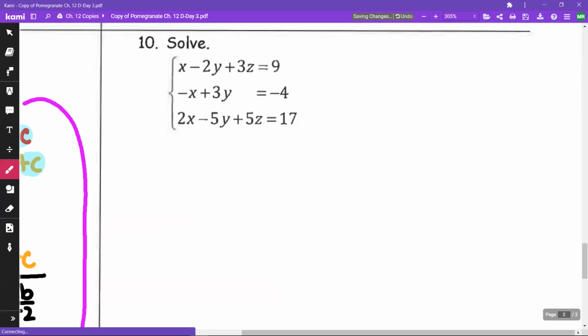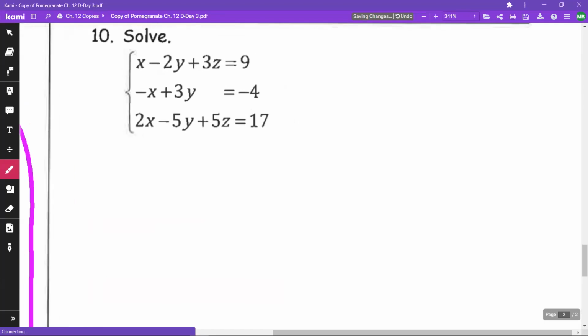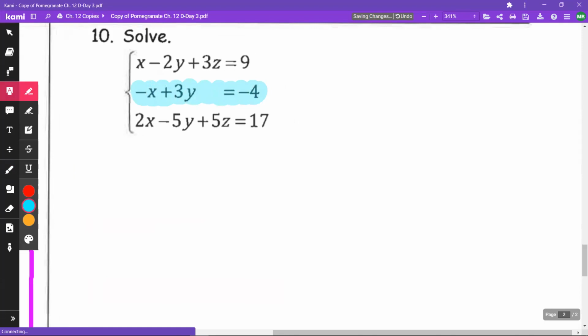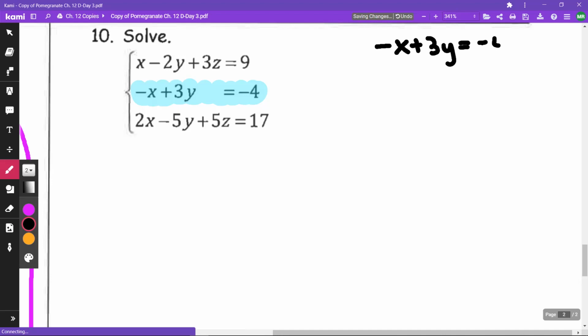So last problem, number 10. We have another system. Now, for this, we can do it different ways. I do notice that this equation here actually only has 2 variables. So I can keep that one if I want, and try to eliminate z in the other 2. So let's say I keep this one: negative x plus 3y is equal to negative 4.